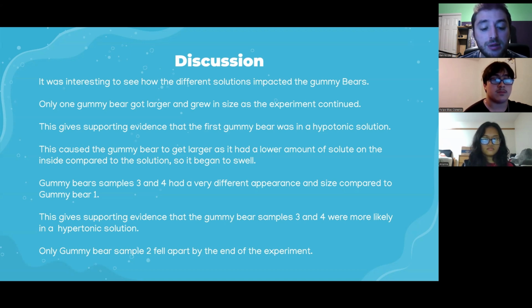Gummy bear samples 3 and 4 had a very different appearance and size compared to gummy bear 1. This gives supporting evidence that the gummy bear samples 3 and 4 were more likely in a hypertonic solution. Only gummy bear sample 2 fell apart by the end of the experiment.